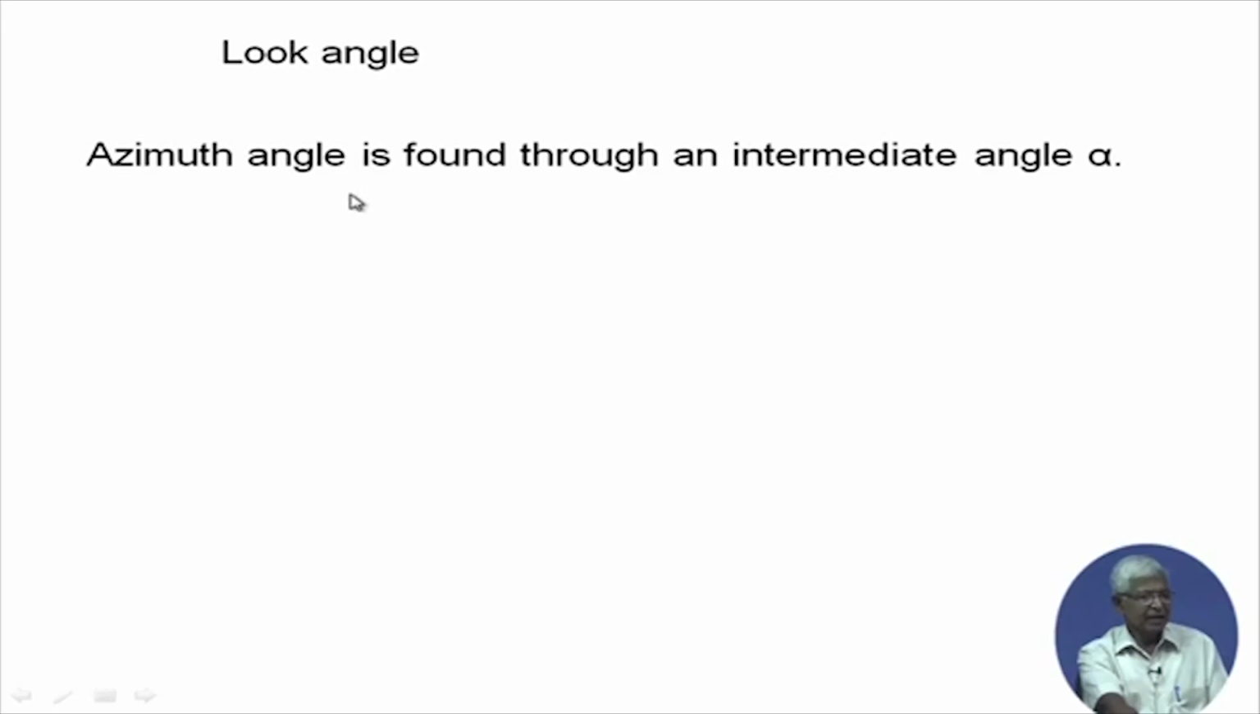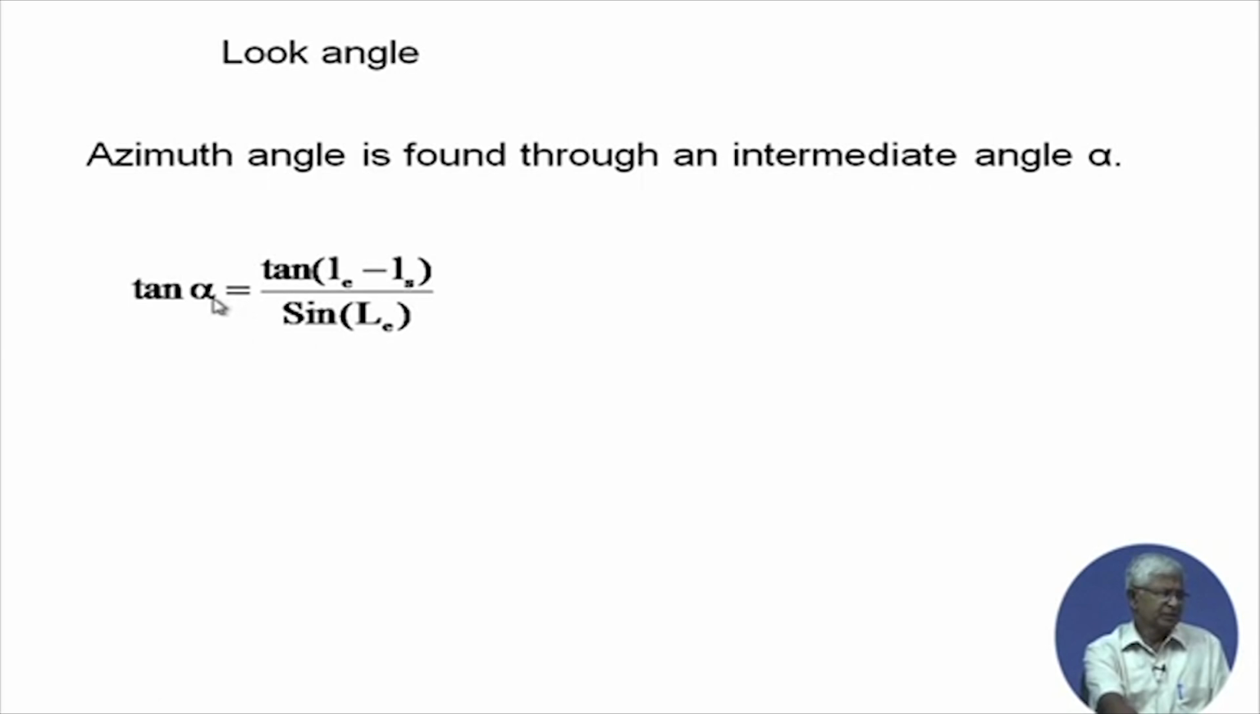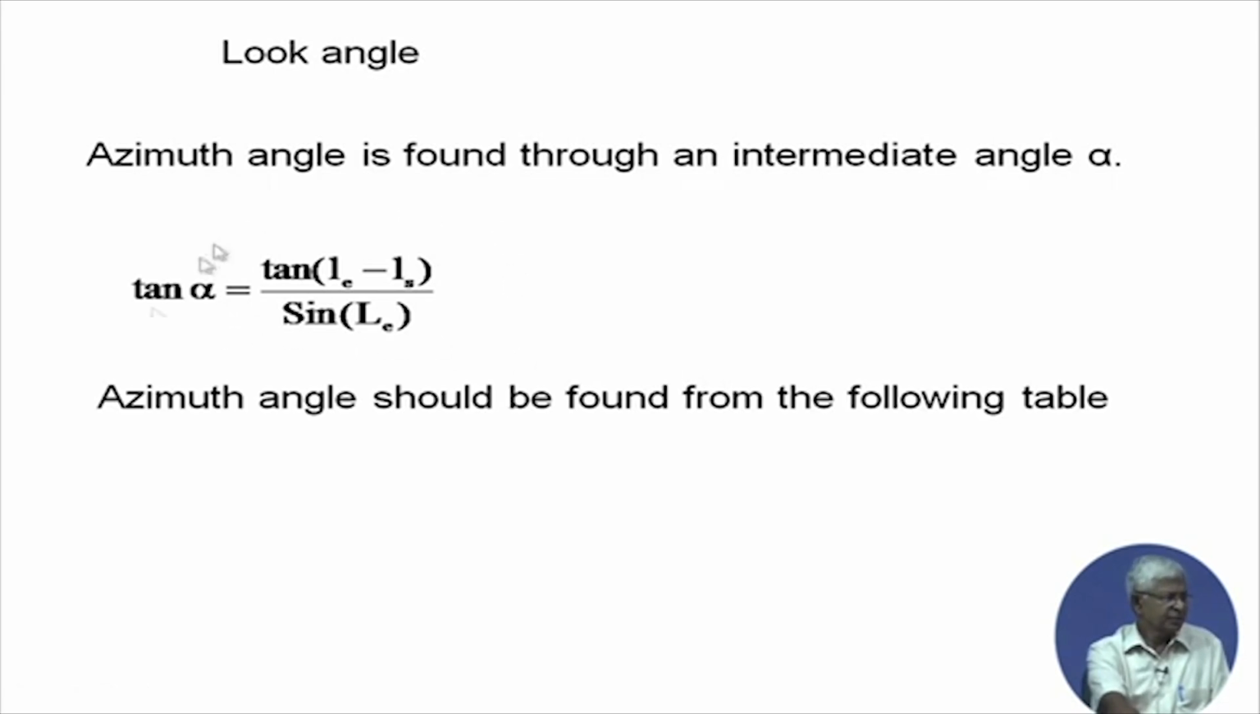Understand this. Now azimuth angle is a much more complex calculation. So, we will show you the results. The intermediate angle called alpha, or A, is found out first, which is in terms of latitude and longitude as tan alpha is tan of the difference of the station and subsatellite point longitude divided by sine of latitude of the station. Some books give different expressions for this, and derivations are there, all results are correct. I have taken this expression.